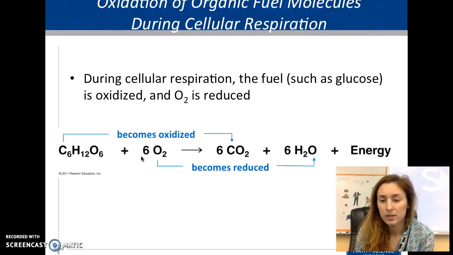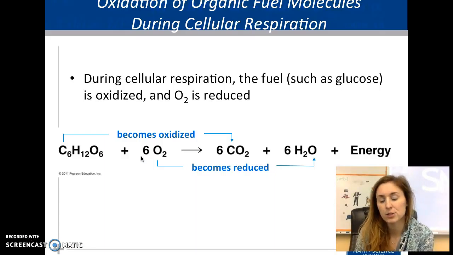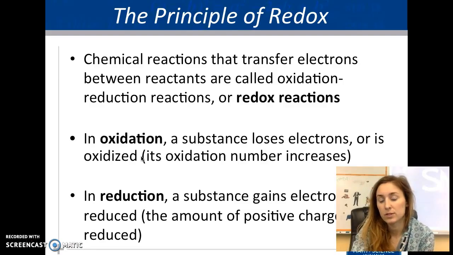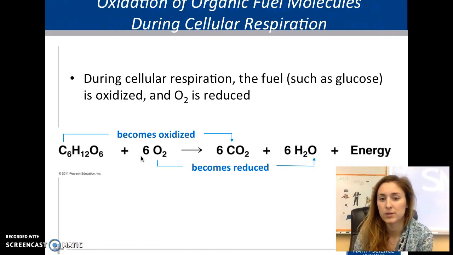How does this work in cellular respiration? The glucose molecule that we ingest is actually going to be oxidized. So hopefully we know that oxidation means that it's going to lose electrons, whereas the oxygen that I inhale is going to be gaining the electrons. It's going to be gaining the electrons, and it's going to produce water and CO2 as my outputs.